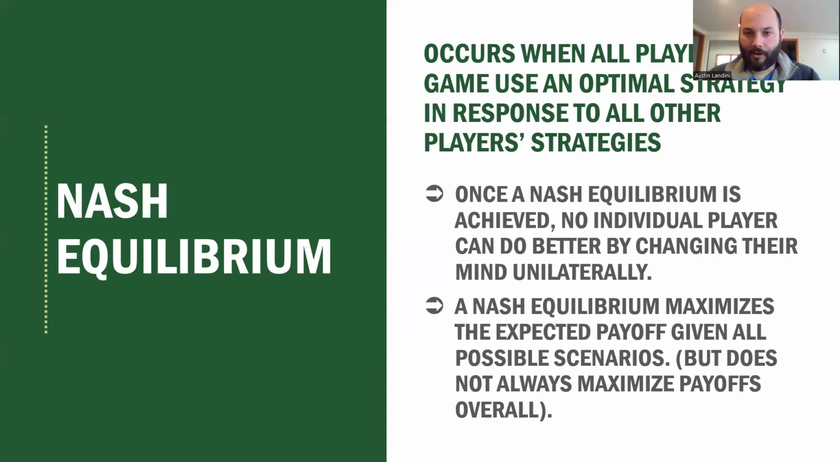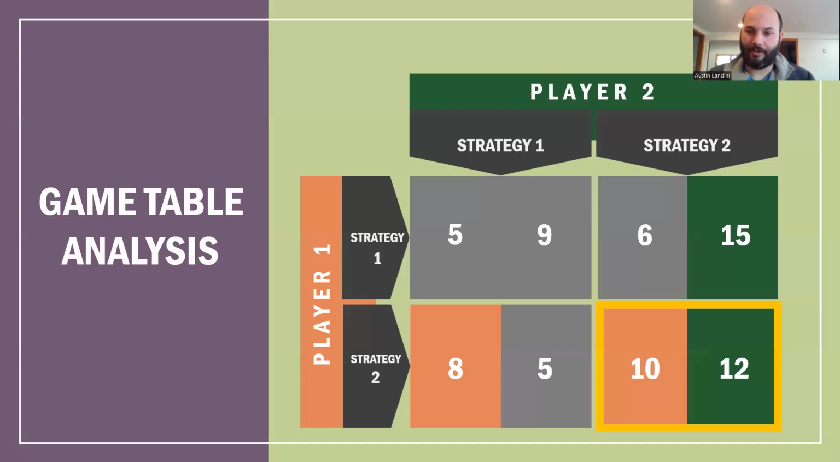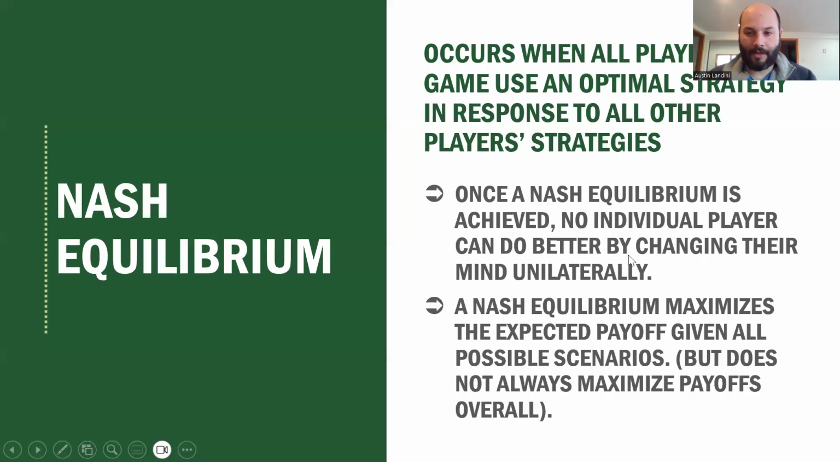Right, a Nash equilibrium occurs when all players in the game are using an optimal response in response to all other players' strategies. So that's what we saw in the last part of the game. Each player picks the best response. Once a Nash equilibrium is achieved, no player can do better by changing their mind unilaterally. So from here, would player 1 want to pick strategy 1 instead? No, because they would get 6. Would player 2 want to pick strategy 1 instead? No, they would get 5 instead of 12. So neither player has an incentive to deviate.